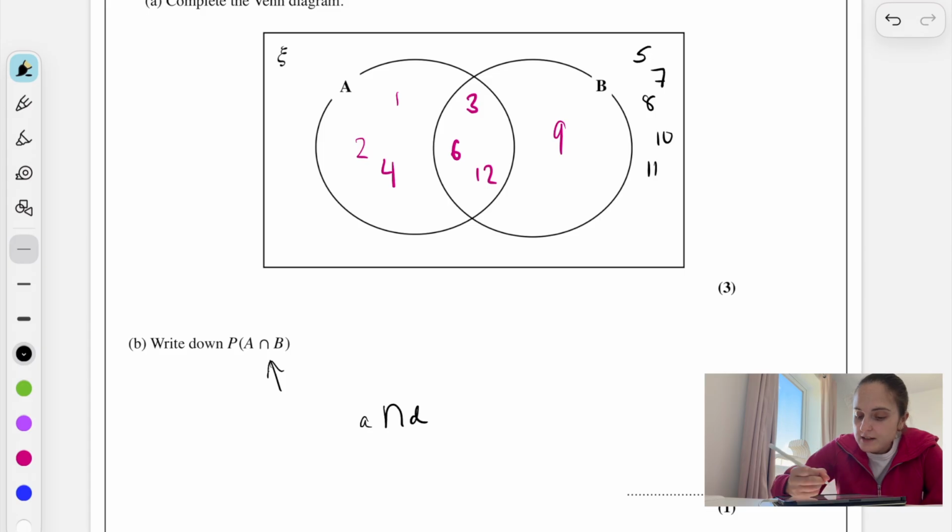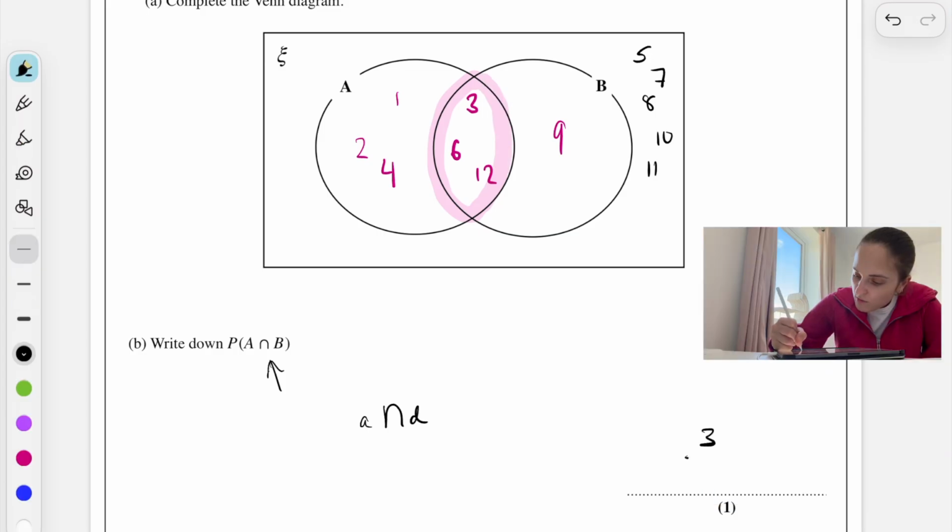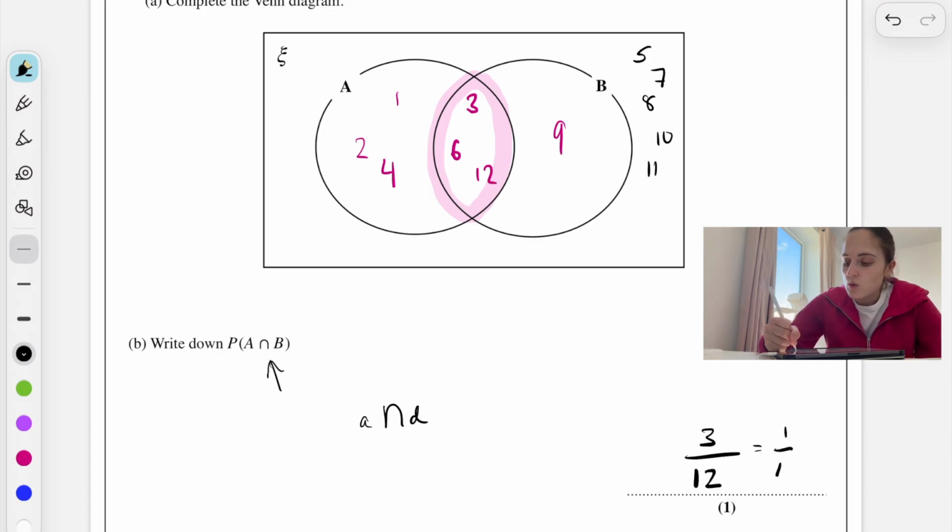So the probability of A and B, the number of elements that are in both A and B, is the number of elements in the middle. There are 3 elements in the middle, and there are 12 elements in total. So the probability of A and B, or A intersection B, is going to be 3 over 12, and that simplifies to 1/4.